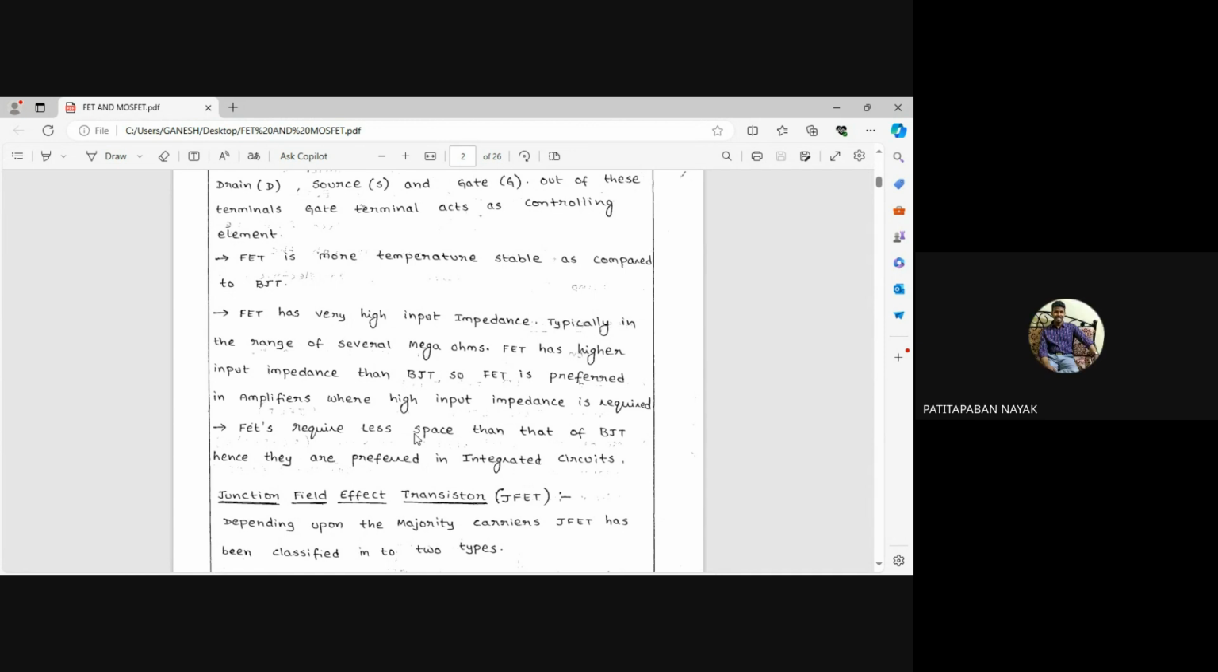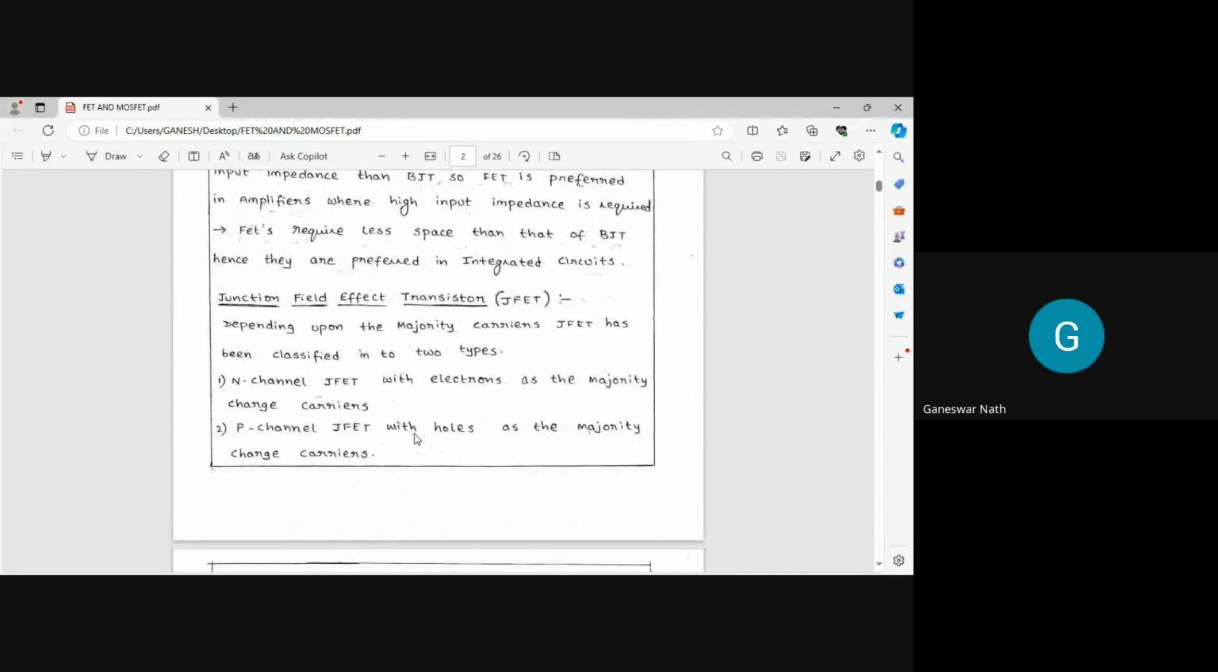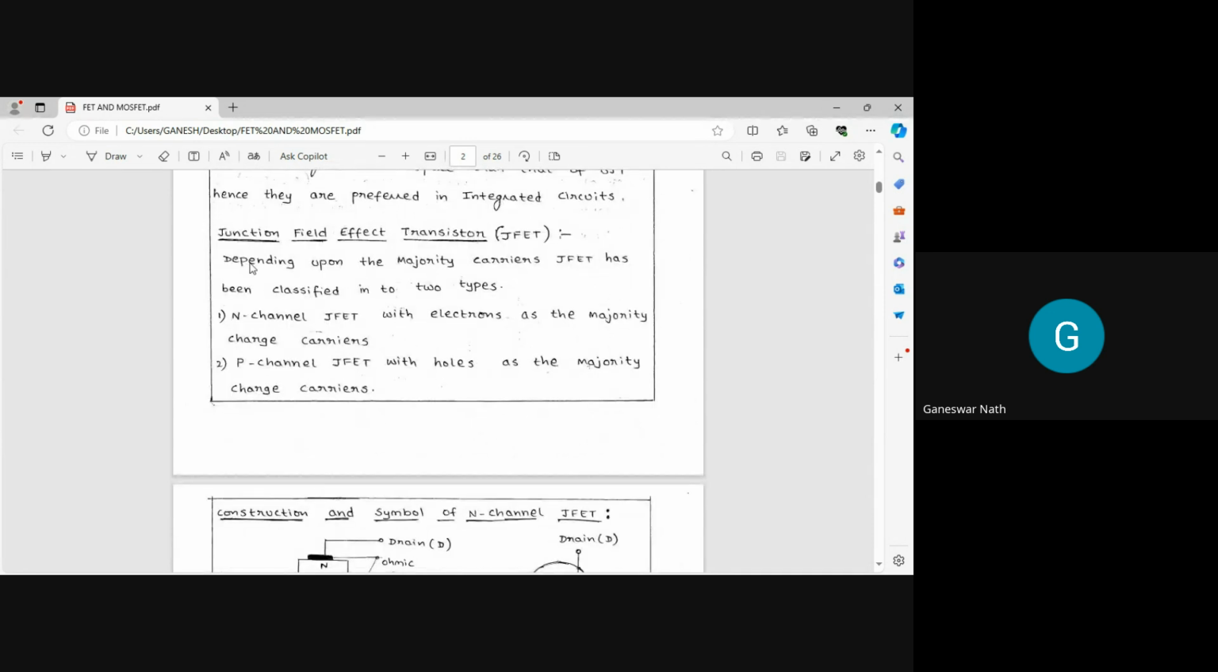Clearly audible. Okay. Now let me come back to the junction field effect transistor in detail. Depending upon the majority charge carriers, as I already mentioned, there are P type and N type, or P channel FET and N channel FET. In P channel FET you can find holes are the majority charge carrier, and in N channel FET you can find the majority charge carrier is electron.